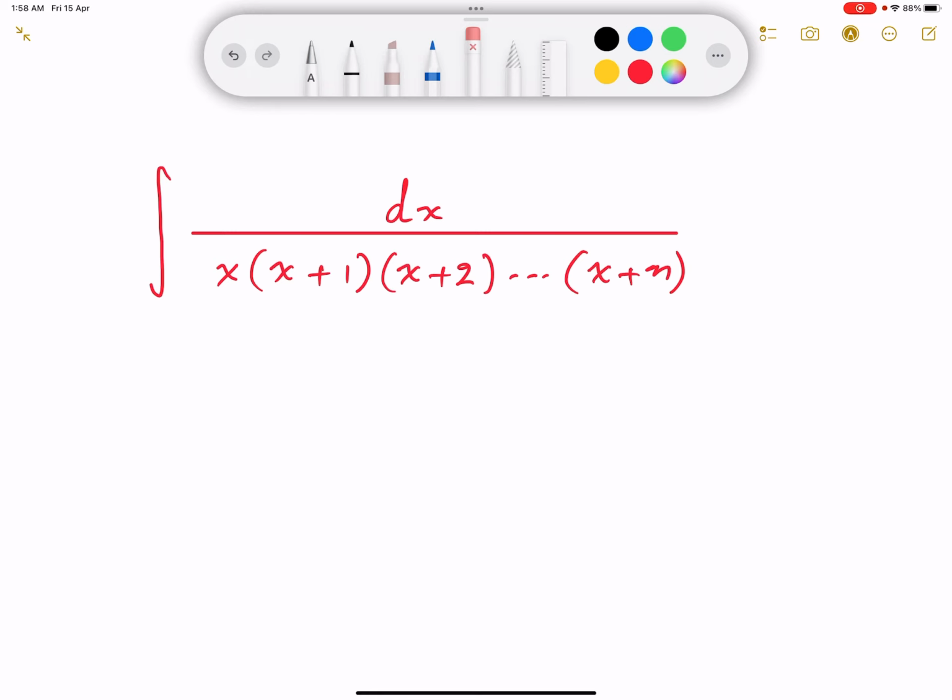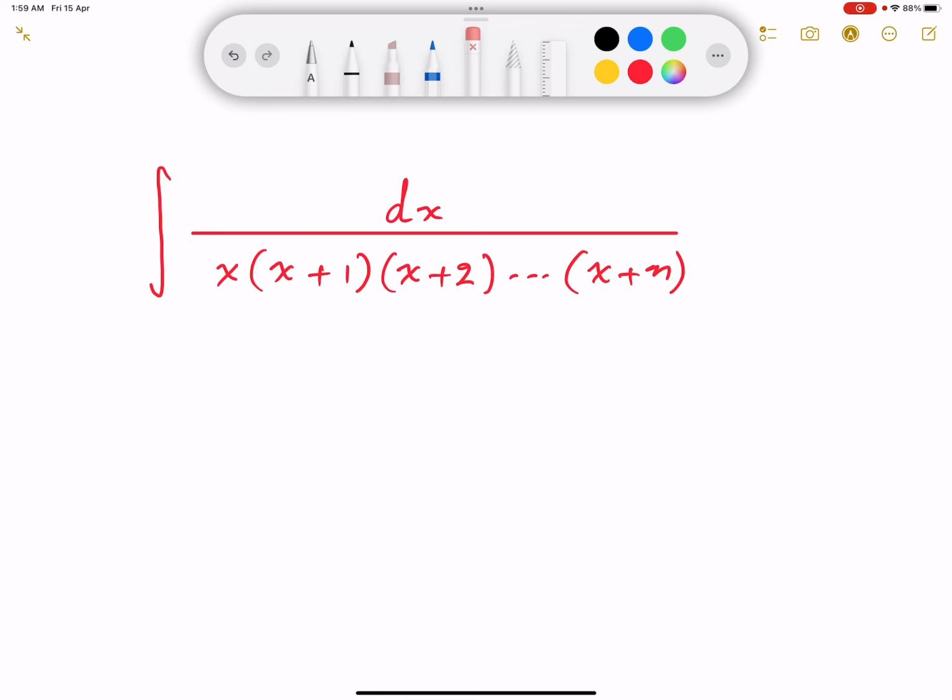In this video, I'm going to teach you how to solve for this indefinite integral. So we have here the integral of 1 divided by x multiplied by x plus 1 multiplied by x plus 2 all the way until we get to the last term, which is x plus n. So how can we solve for this integral?